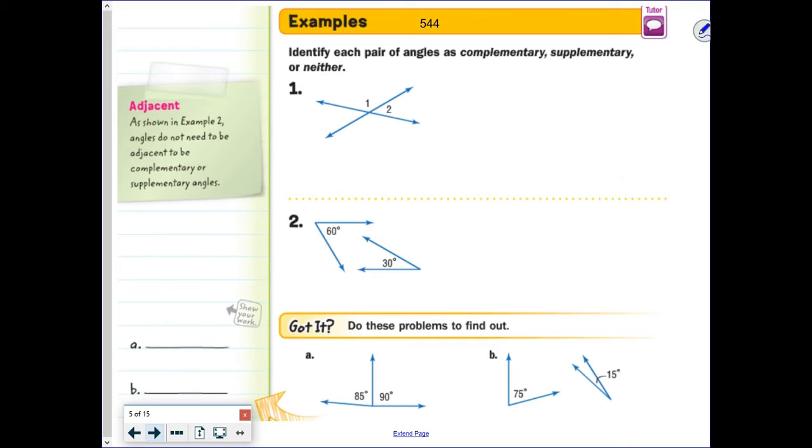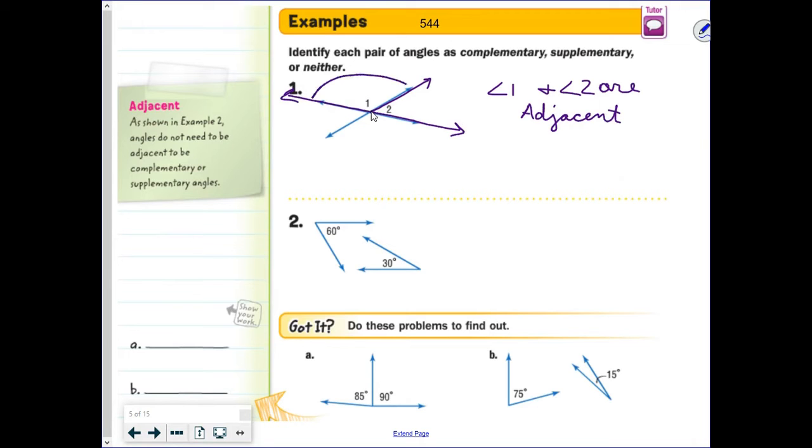Based on what we learned yesterday, when you have a pair of intersecting lines, the relationship formed by two angles that are right next to each other sharing a side would be adjacent. So you could say angle 1 and angle 2 are adjacent. But you could also say that when I put those two angles together, they form this straight line, meaning that their measures together would be 180 degrees. So you would also say that they are supplementary.